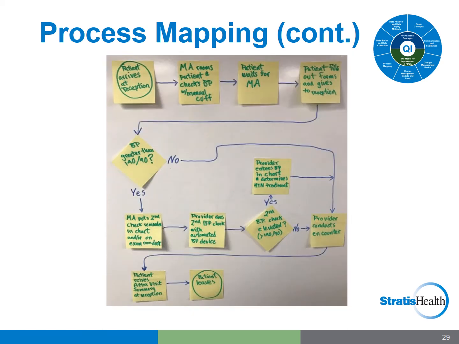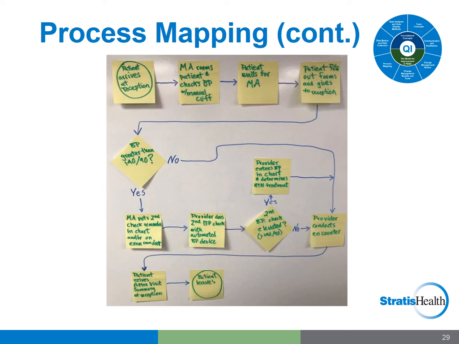And now that the QI team is in agreement about the flow of steps in the process, they draw in their connectors. The second and fourth sticky notes need to be swapped when the MA checks the patient's blood pressure and when the patient fills out a form, but that is the flexibility of using this method, and you'll see that the clinic corrected this in their final process diagram on the next slide.